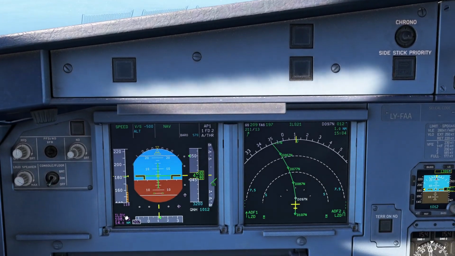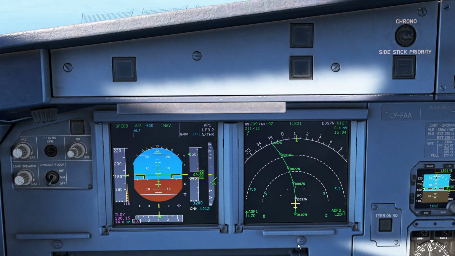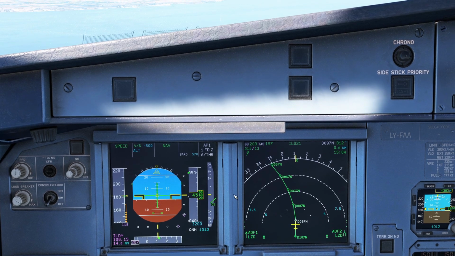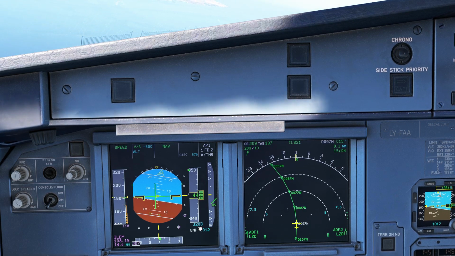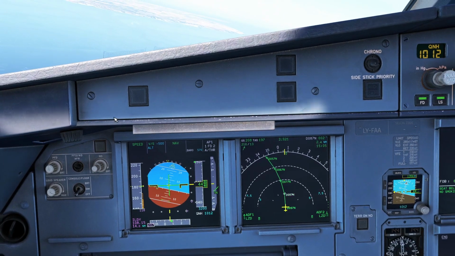Okay, we have exactly maintained 14 miles from the ILS, and we are descending to 3,200, with a vertical speed of minus 500 and ALT 3,200 blue.